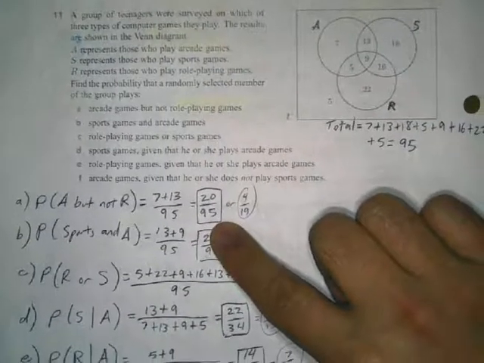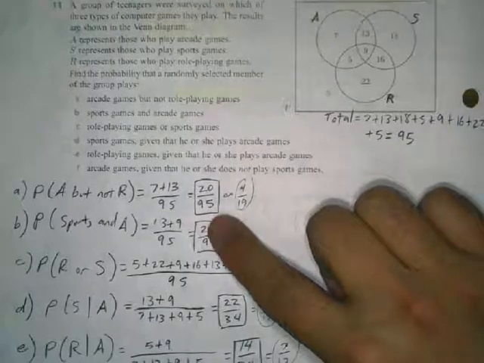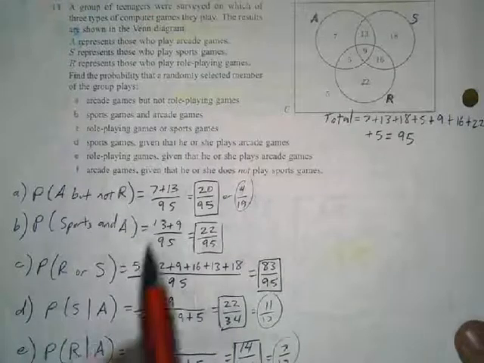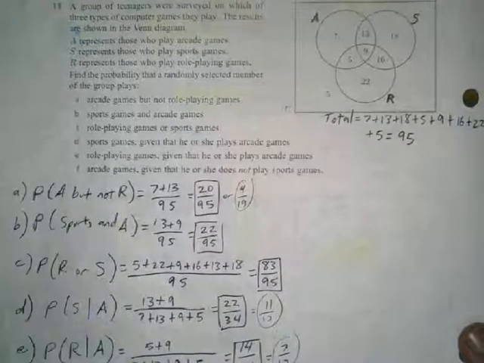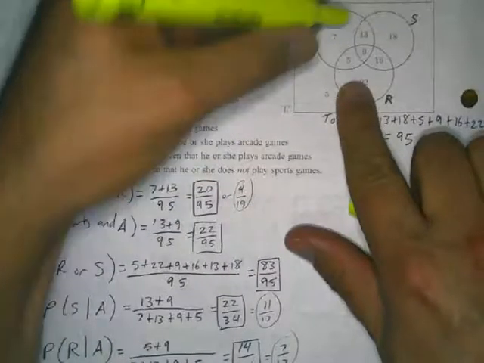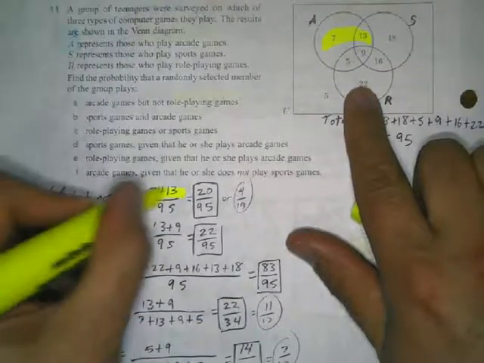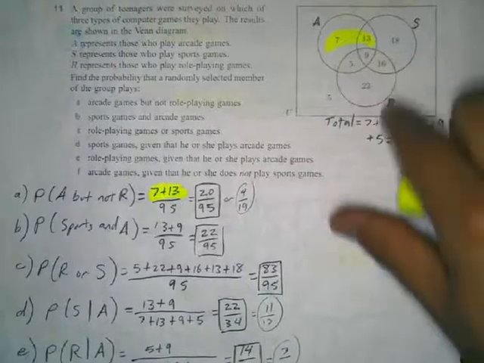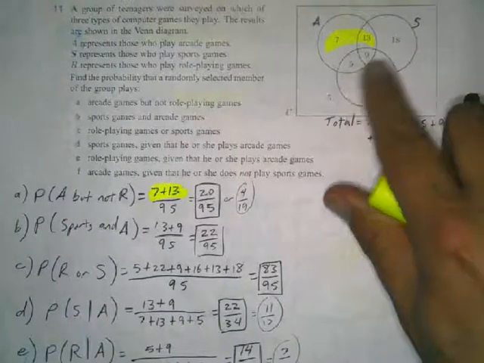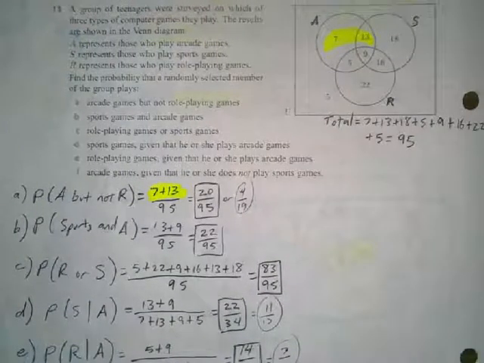Okay, so the first question, plays arcade games but not role-playing games. So that's going to be 7 and 13, who play arcade games but don't like role-playing games. So we have to exclude the 5 and the 9.